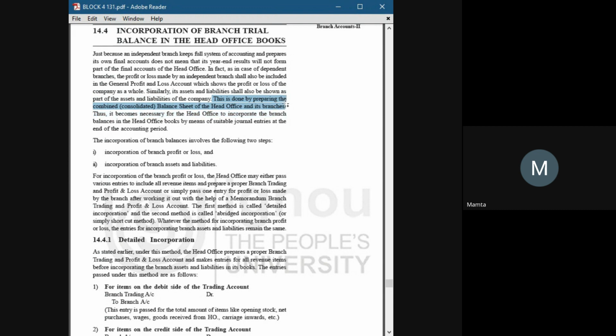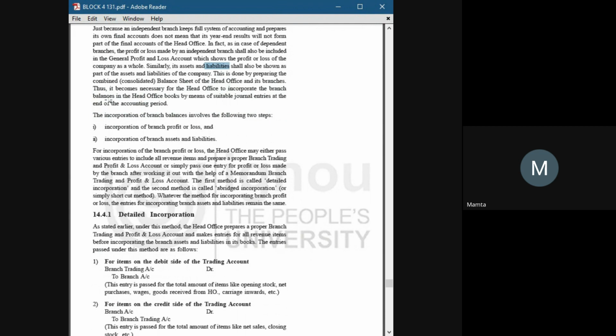What we do here is we just combine the accounts of head office and the branch and prepare one account for the same, so that we can include the remaining assets and liabilities of that branch under the name of head office. Thus, it becomes necessary for head office to incorporate the branch balances in head office books by means of suitable journal entries at the end of the accounting period.